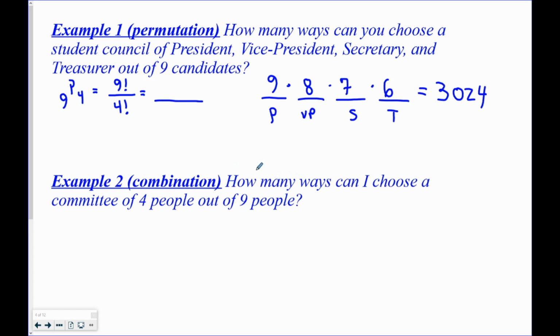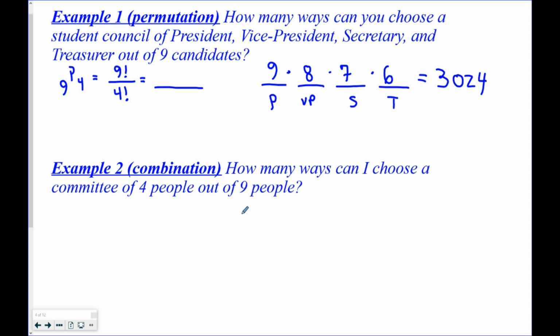So here it says, how many ways can I choose a committee of 4 people out of 9 people? In the second question, the order doesn't matter. In the first question, I'm choosing the president first and then the vice president. So if I choose Tom, Sue, Daisy, and Tim in that order, I could choose the same people, but if I chose them in the reverse order, it would be a different arrangement because the positions are different. In this question, if I choose Tim, Daisy, Tom, and Sue, in that order, it's no different than choosing them in the opposite order. It's still the same committee of people because there's no assigned positions.